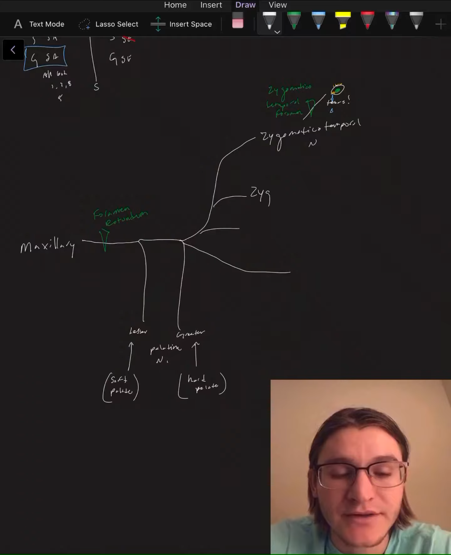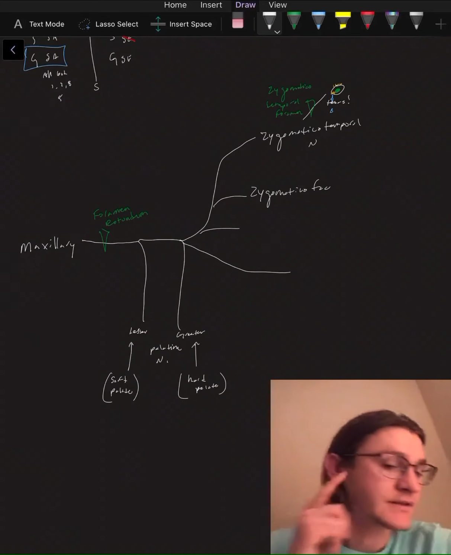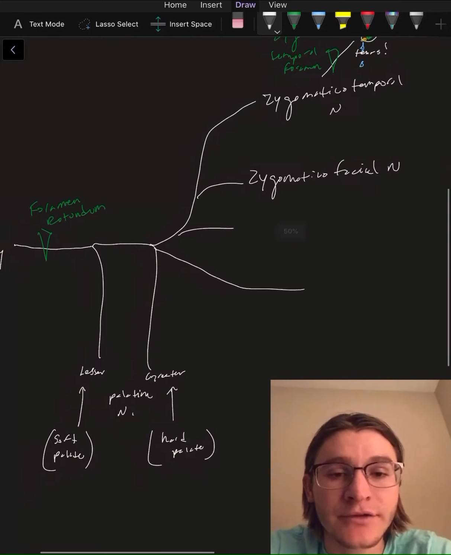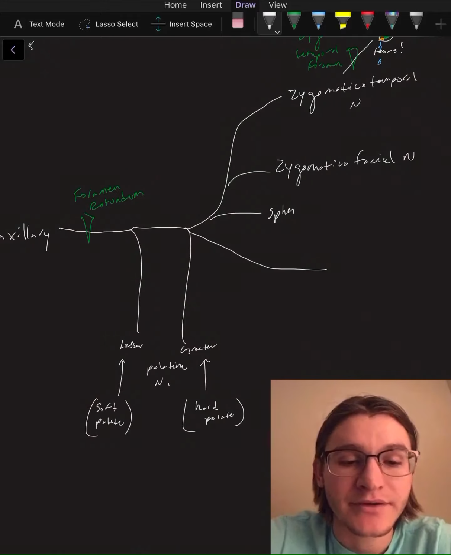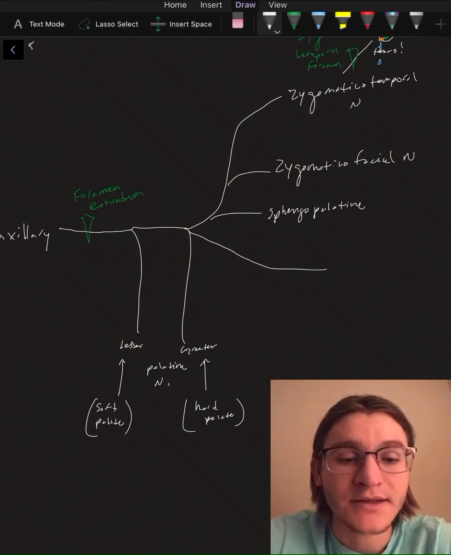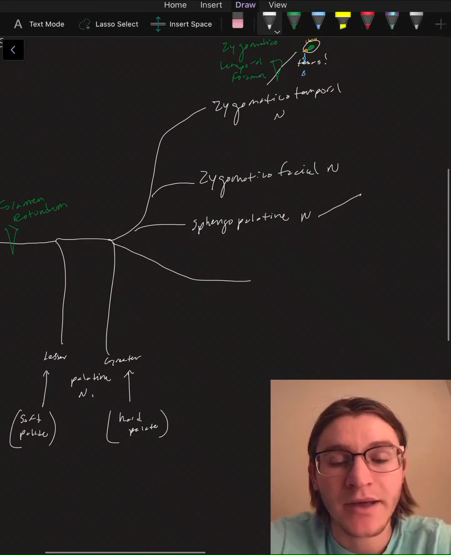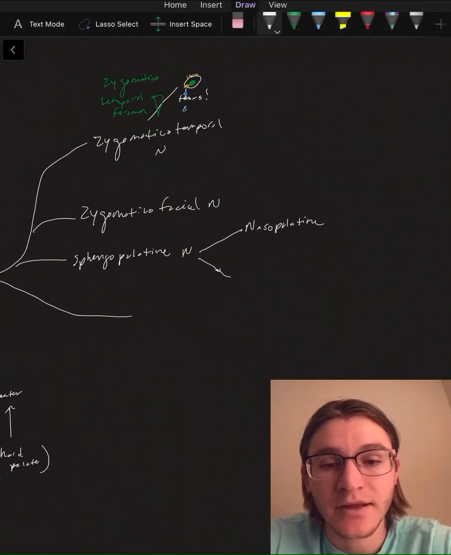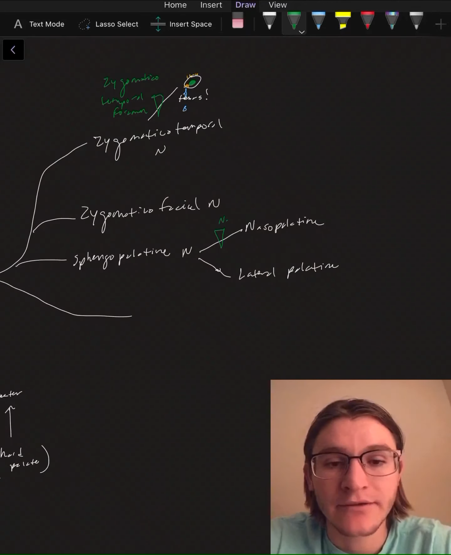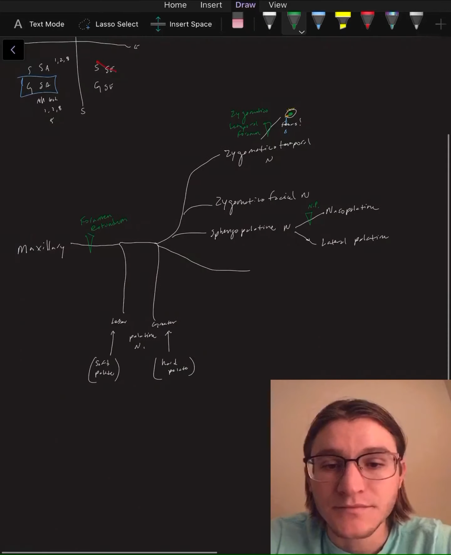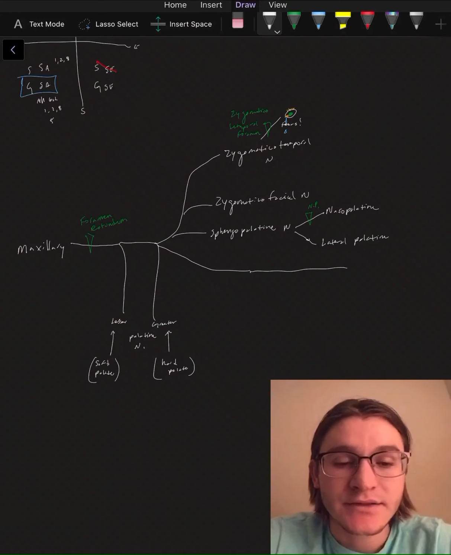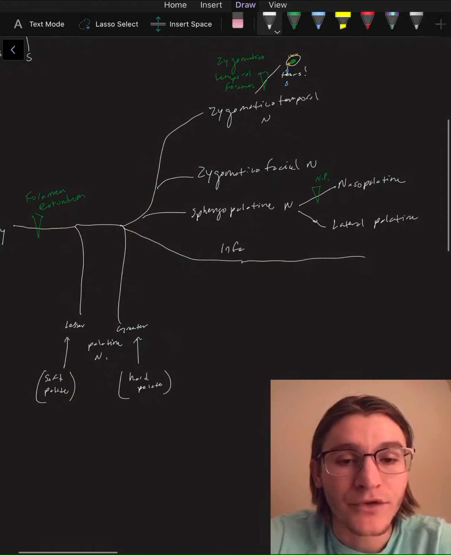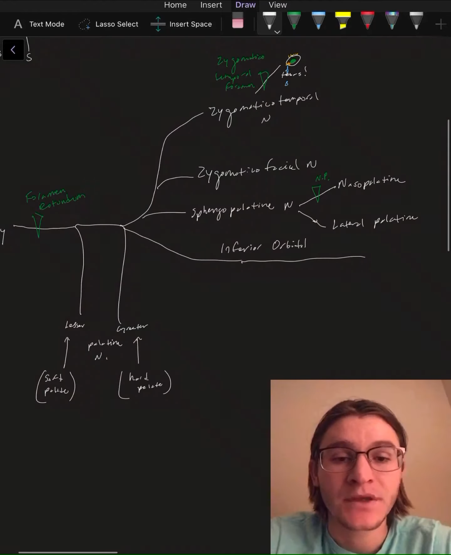Now our second branch is the zygomaticofacial nerve, and that's just going to be on the face. Nothing too special there, and that will not need parasympathetic fibers. Then we have our sphenopalatine nerve, and that's going to have 2 branches. It's going to have the nasopalatine, which goes through the nasopalatine foramen, and the lateral palatine. And then on the bottom, last but not least, we're going to have our inferior or infraorbital nerve. Inferior or infra, those are interchangeable.